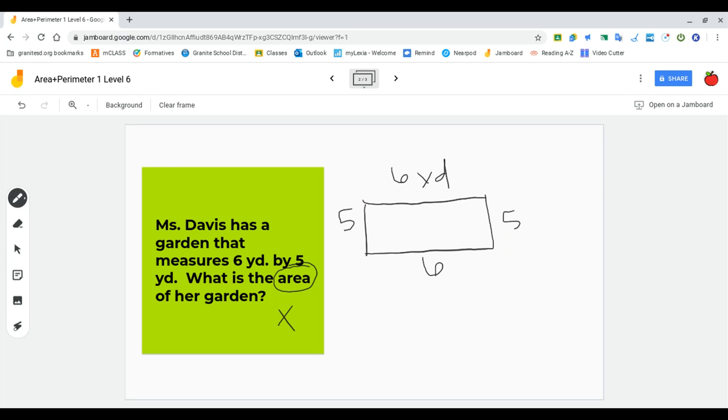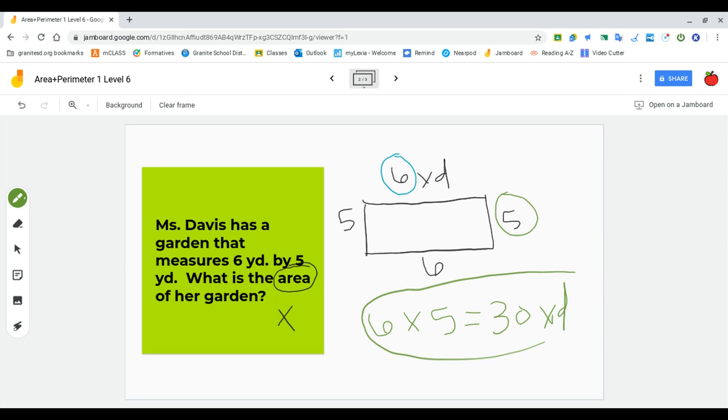And that comes into account when we start doing perimeter or when you only have one measurement. But in this case, this is area. So again, I'm going to take a length and multiply it by a height. So I have 6 times 5 yards, and 6 times 5 is 30. And I need to add the label at the end for yards.